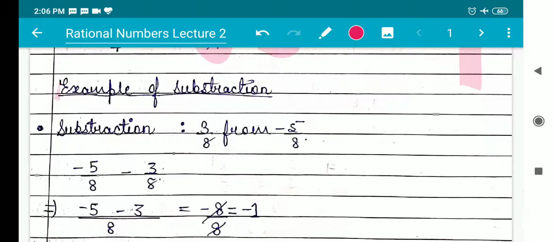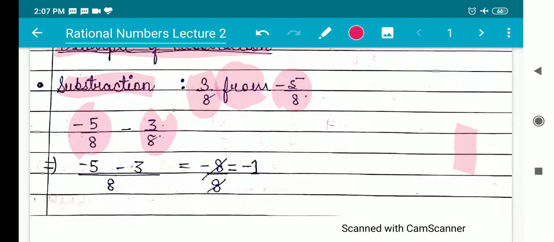Second is an example of subtraction. Subtract 3 by 8 from minus 5 by 8. We will take the LCM first. I got the LCM 8, and after calculating it, I got minus 8 by 8. We will reduce it and we will get minus 1 as a result. So it is a standard form of rational numbers.